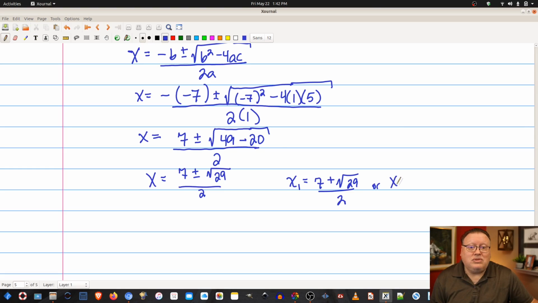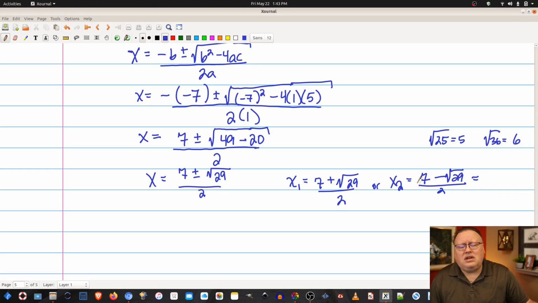Or our x sub 2 is equal to 7 minus the square root of 29 divided by 2. And if you look at this, 7 minus the square root of 29, we know the square root of 25 is 5, and we know the square root of 36 is equal to 6. Well, this is close, so this is probably like a 5.3, 5.4, somewhere in there, and 7 minus that. So this could be a valid solution as well, okay? So we're going to check both of these.